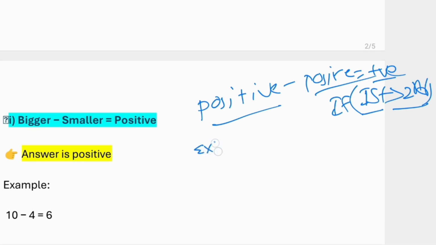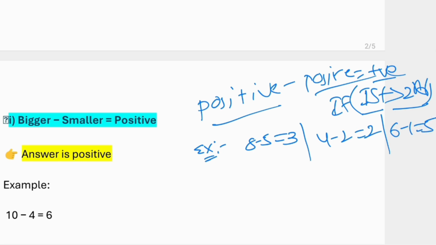For example, 8 minus 5 is equal to 3. And 4 minus 2 is equal to 2. And 6 minus 1 is equal to 5.